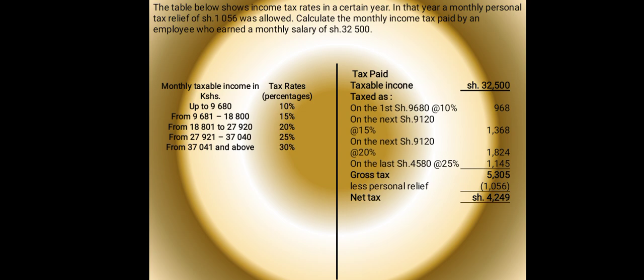You get the gross tax of 5,305 shillings, less personal relief. You get a net tax of 4,249 shillings.